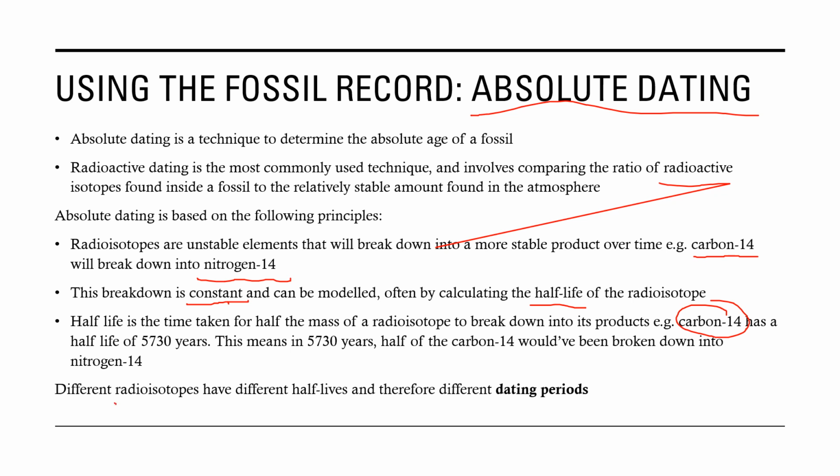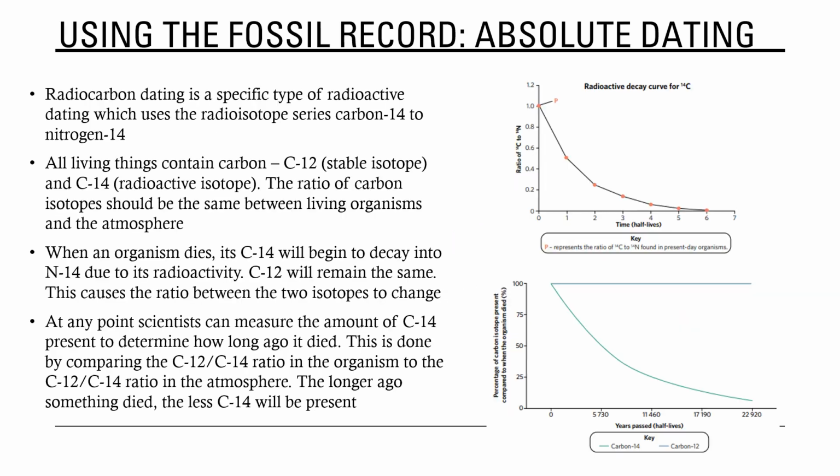So we can use a lot of different radioisotopes. We're going to go through carbon-14 specifically today, but they can ask you about any, and they'll give you the half-life of it as well. You'll need to be able to use that to calculate how old a fossil is. So we're going to look at radiocarbon dating, which is that carbon-14 radioisotope, and we're going to look at its breakdown into nitrogen-14.